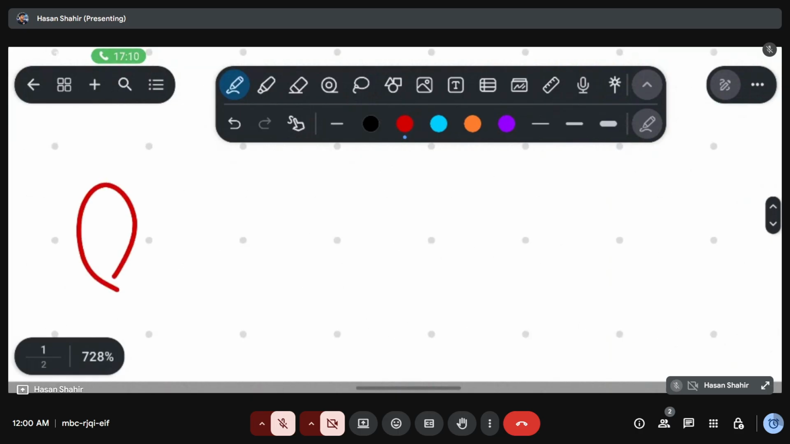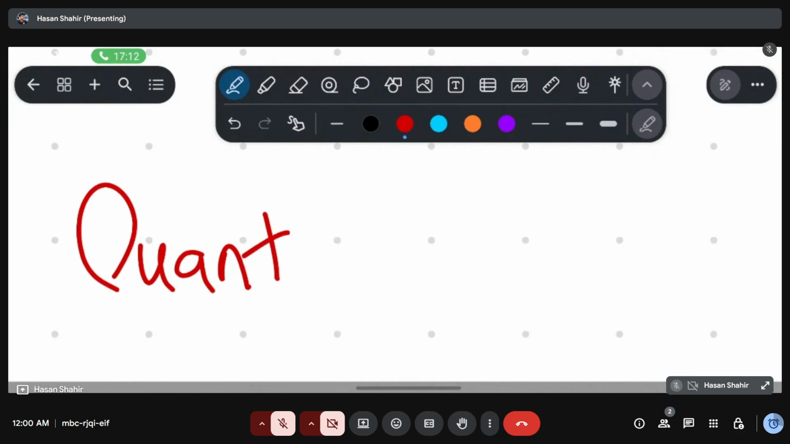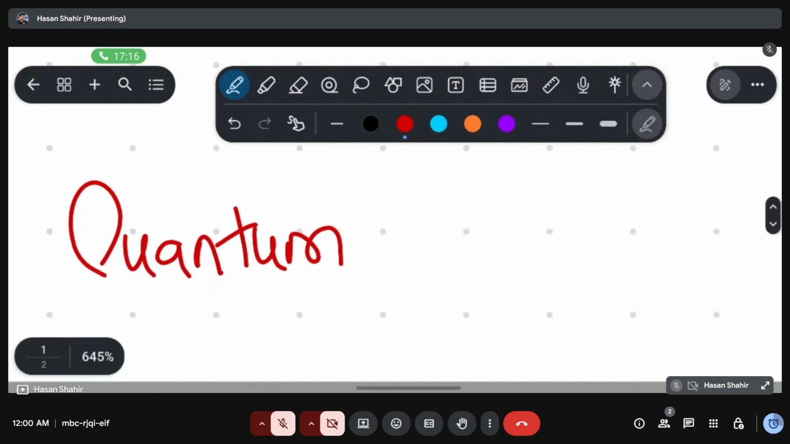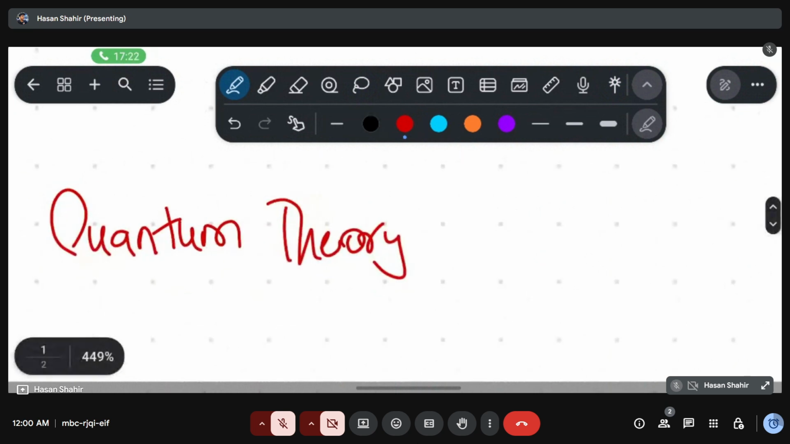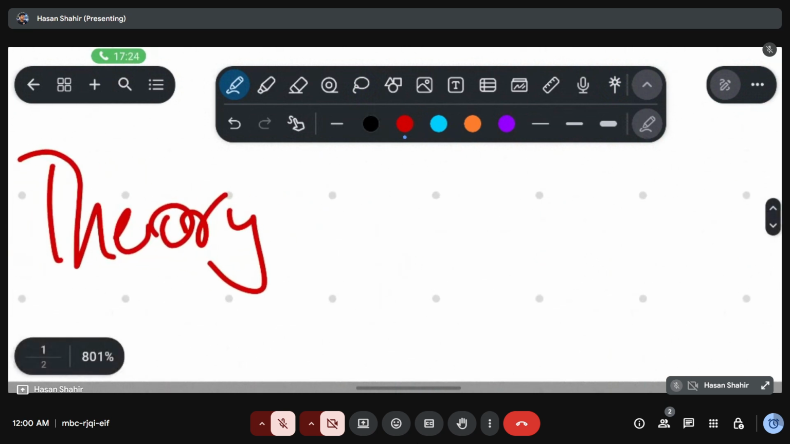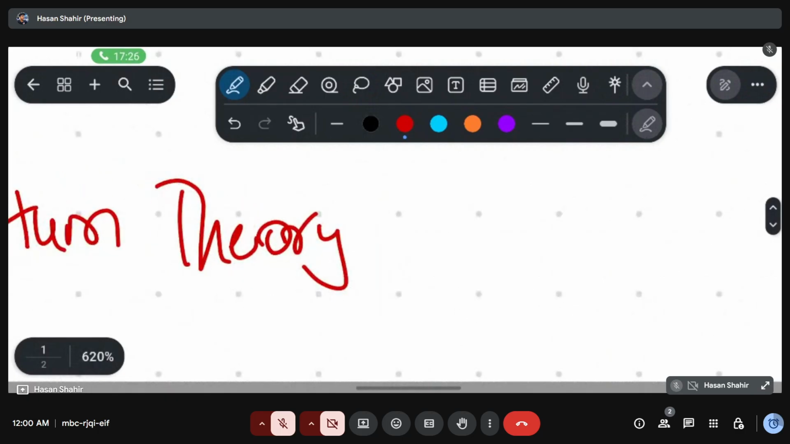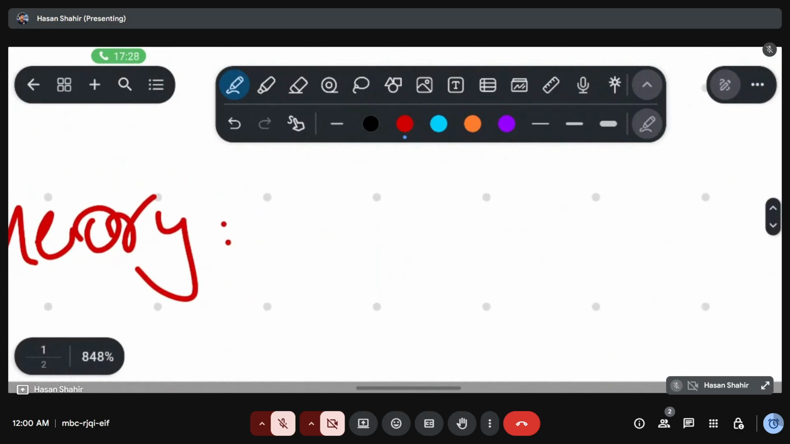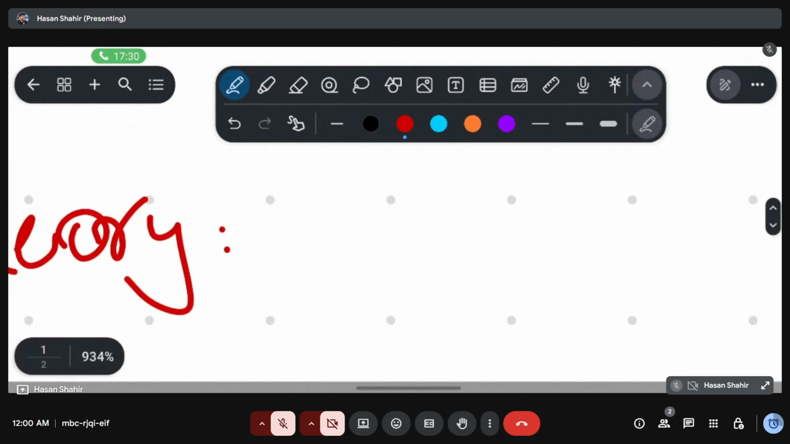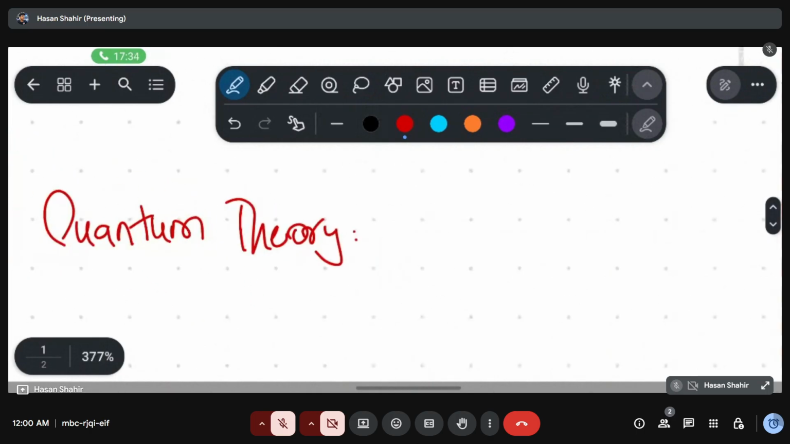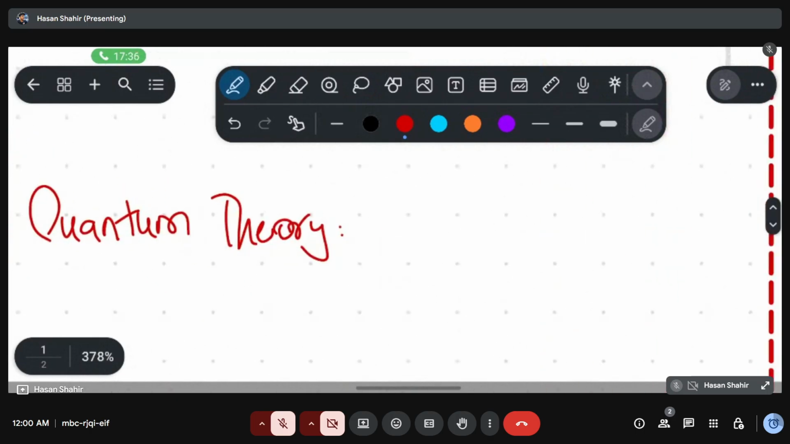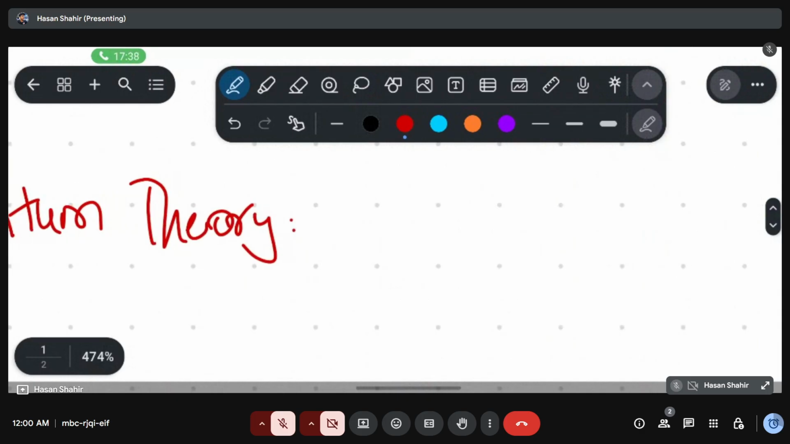Now, what's the quantum theory? Well, this chapter basically proposes the idea that electromagnetic radiation is not just a wave, but it also has a particulate nature. Now, the particles that make up an electromagnetic radiation are known as photons. So, this is the basic idea of the quantum theory. So, let's just write this down.